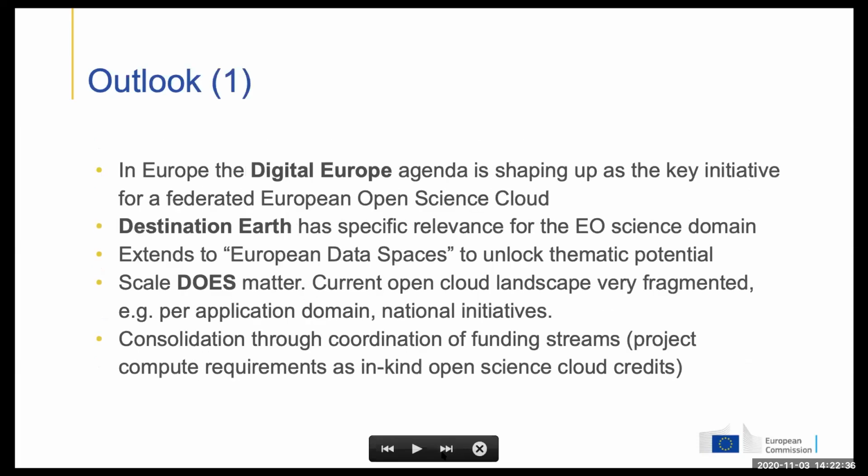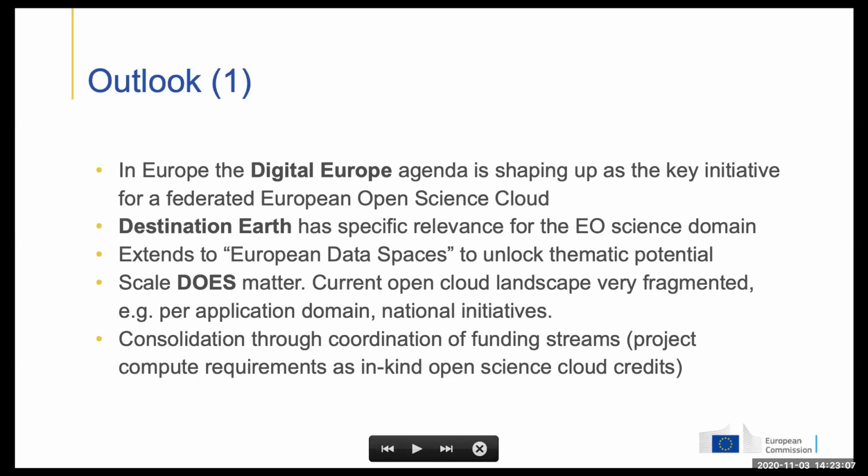Two trends that are important in here. In Europe, we have now started the Digital Europe program that is starting next year, where the European Open Science Cloud is very important. So we see this as a key initiative. There is a specific topic in there, which is called Destination Earth, which deals with modeling and monitoring. So that is especially relevant. It has this European data space concept that was also mentioned this morning, and that is very important to reach these application sciences.